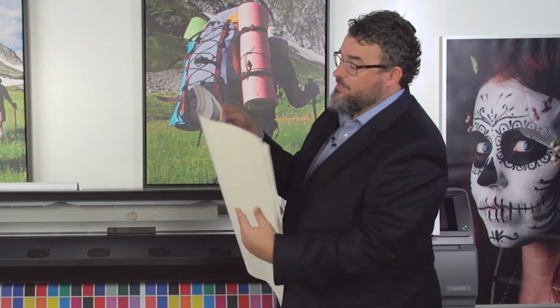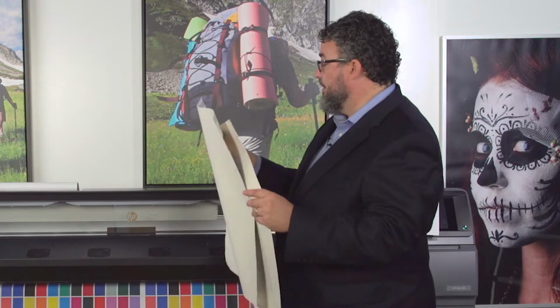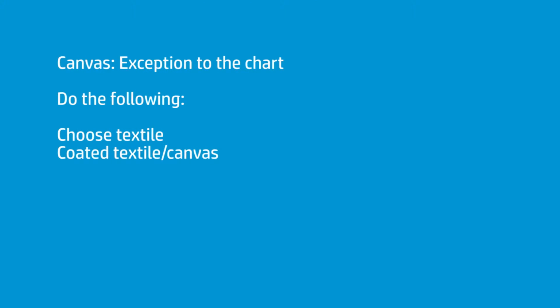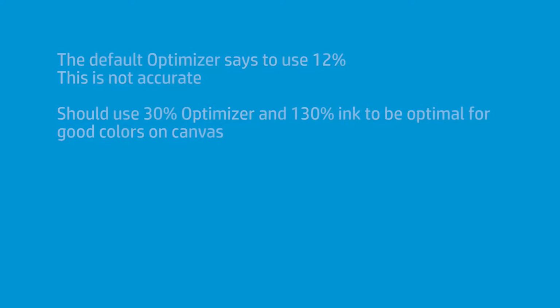Now the reason I brought this up is because there's one area in the printer where the settings are not quite right. Generally speaking, they're all pretty accurate. You can load a material, choose a category, and it will get the right optimizer for you. The only one that's a little bit questionable is if you choose canvas, the path we're recommending is you go into textile and it's coated textile and canvas. If you choose that category, the default optimizer number will be 12. 12 is, in my opinion, too low for canvas. Canvas should be 24, mostly I run 30.